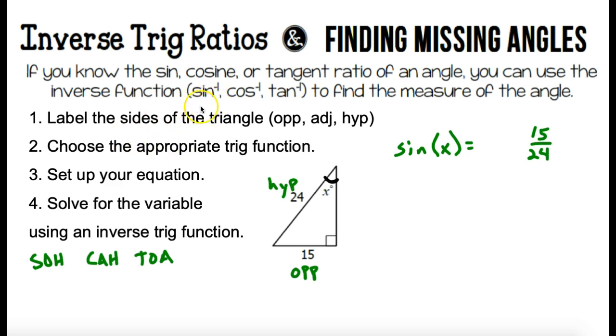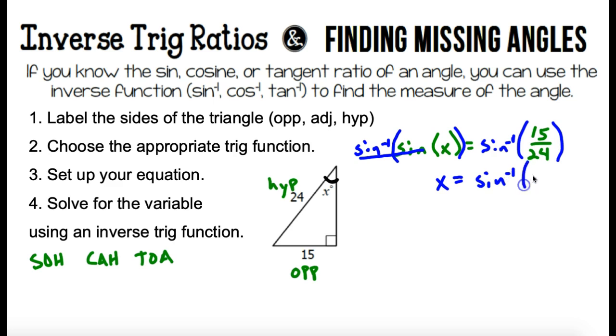Well, that's what these little inverse things are up here in this little sentence. So what I want to do actually is take the inverse sine of both sides of the equation. Okay, I know this looks a little weird, but what actually happens, I'm undoing sine. So the inverse sine of sine just cancels out, and all we're left with over here is x. So we get x equals the inverse sine of 15 over 24. Now, we can just type this into the calculator.